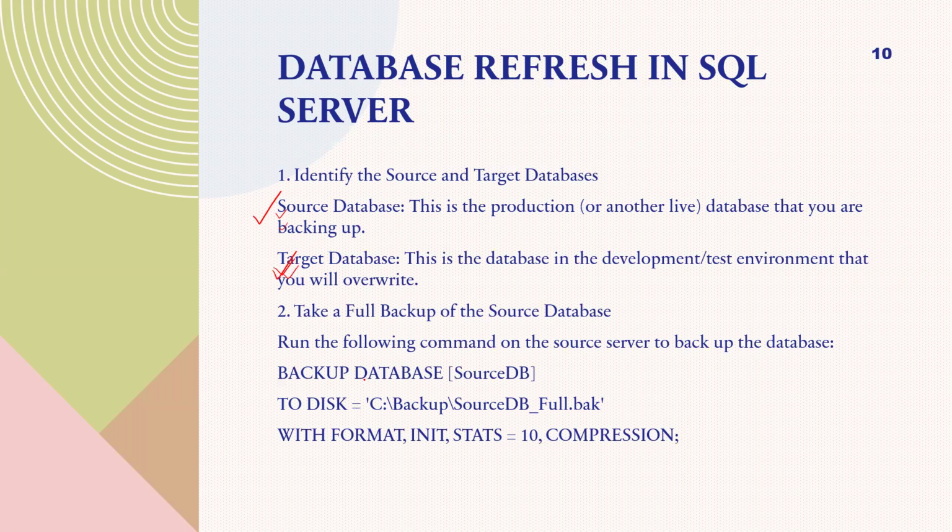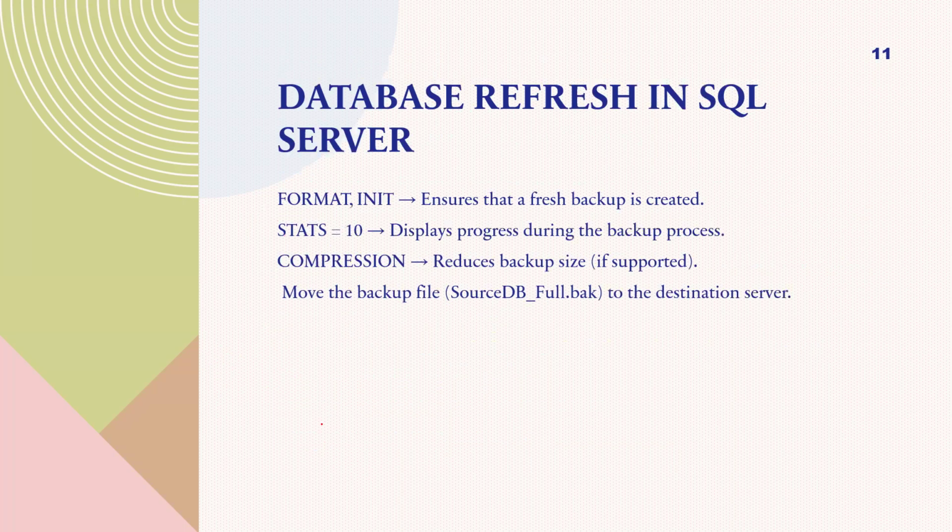So how are we performing all these steps? First of all, we have to take the full backup of the source database. We can use the GUI, and we can also use the command. We can run the command backup database name, then give the path, and give some options. What do these options mean? The first one, format and init, ensures that the backup is freshly created.